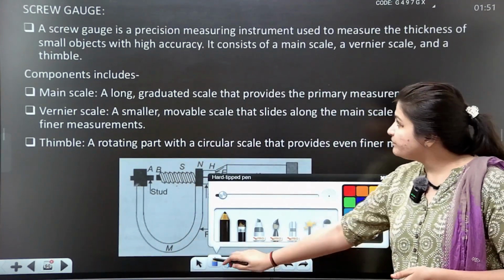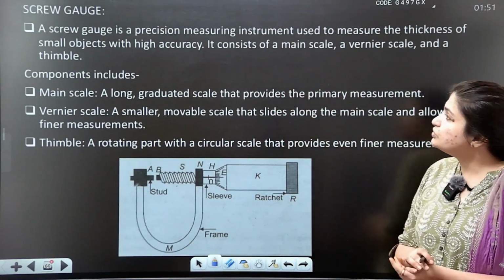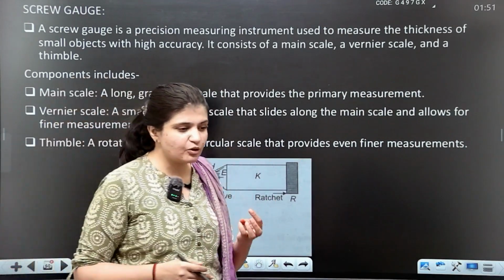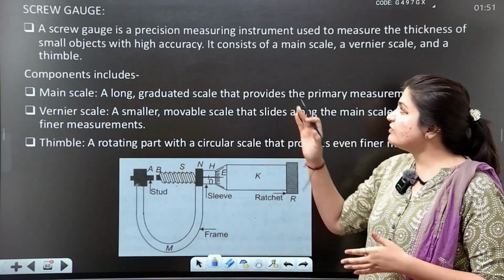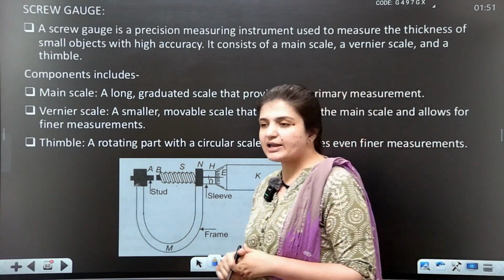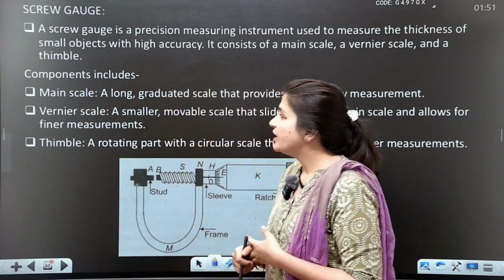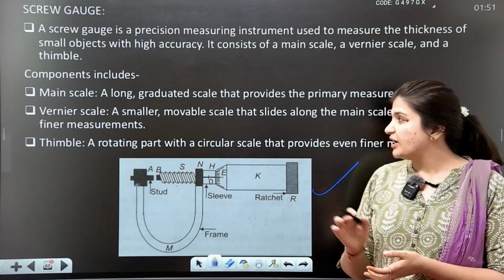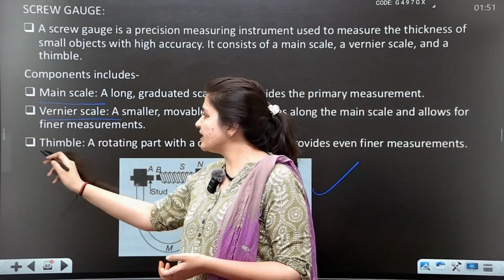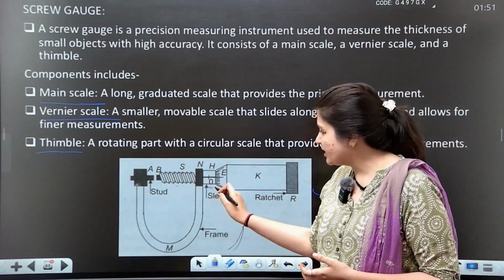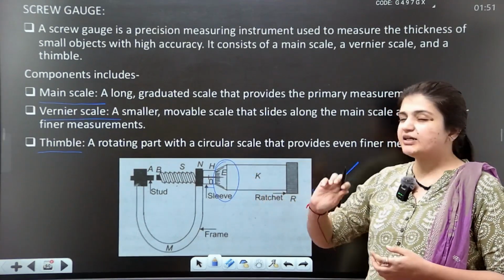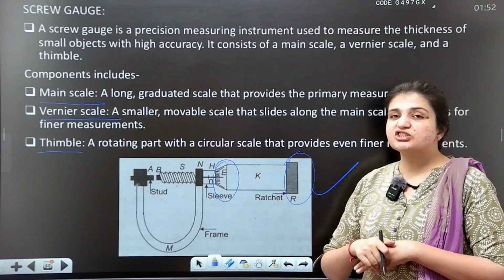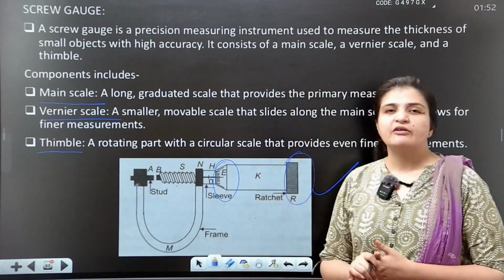So a screw gauge is a precision measuring device which is used to measure the thickness of small objects. When we have objects which have a very small thickness, we use a screw gauge and it gives the value with high accuracy. In this screw gauge we have the main scale, vernier scale and thimble. The thimble is a rotating part which covers the number of rotations which we have.